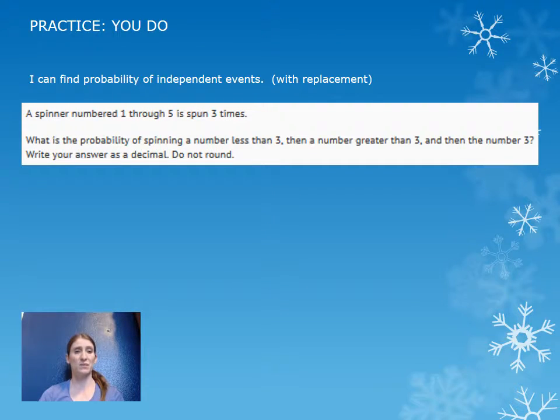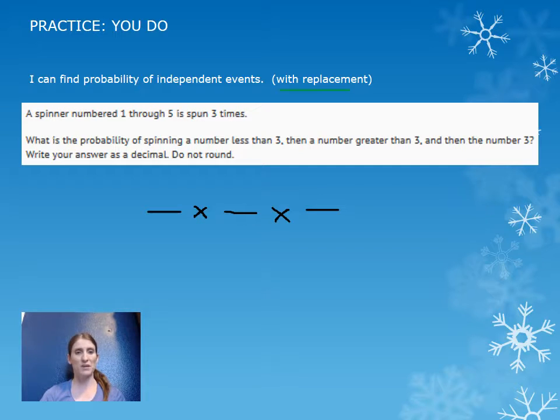Okay, so here's a practice. I can find probability of independent events. And then I gave you the hint here, it's with replacement. So this one says that a spinner numbered 1 through 5 is spun 3 times. Okay, so I'm going to have 3 probabilities because it says it's spun 3 times. And that's where I like to start. I like to start setting up the fractions. I know I'm multiplying in between because that's what probability is when you're finding dependent and independent events.